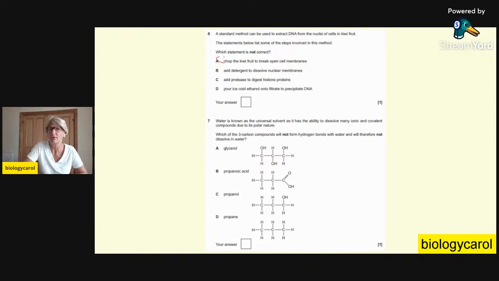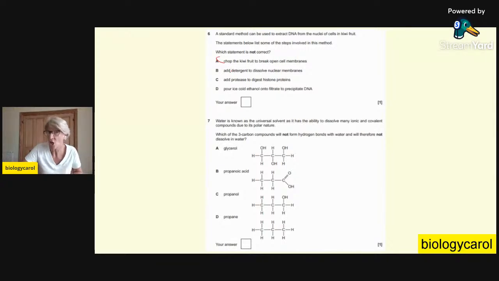So that sounds okay to me. B, add detergent to dissolve nuclear membranes. Well, that sounds okay to me. C, add protease to digest histone proteins. That definitely sounds okay to me. D, pour ice cold ethanol onto the filtrate to precipitate the DNA. And that one sounds okay to me too. I'm most sure of B, C, and D. However, chopping, you'd kind of go, that sounds absolutely fine.